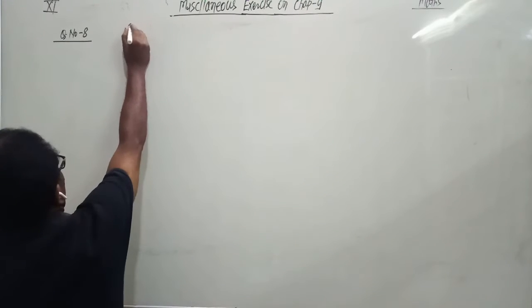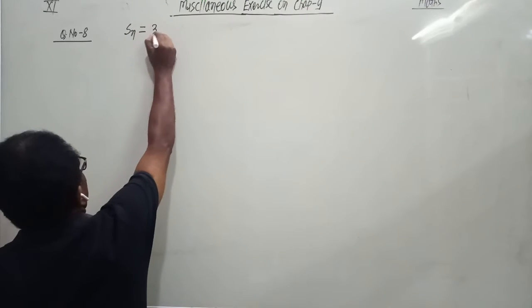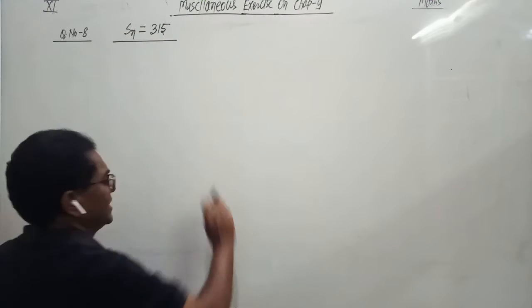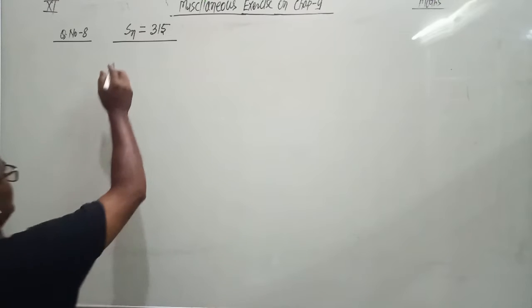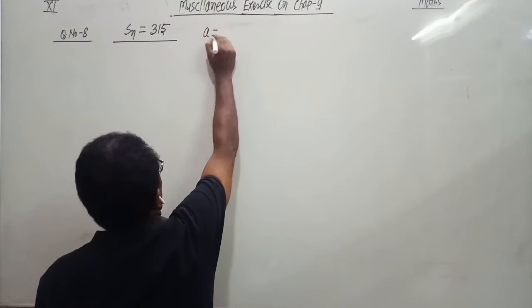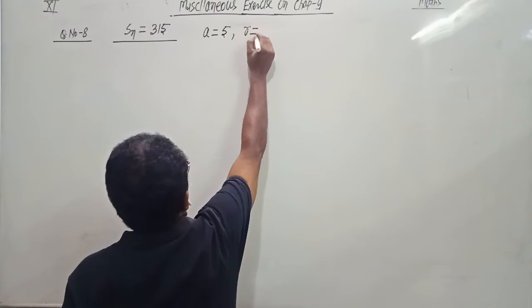Let there be n terms in a GP whose sum is given. Sn is equal to 315. The sum of some terms is 315, where the first term and the common ratio are 5 and 2. The first term A is 5 and the common ratio R is 2.